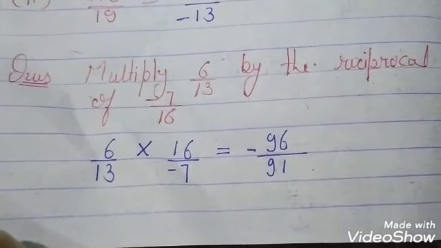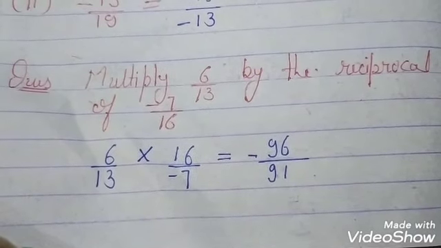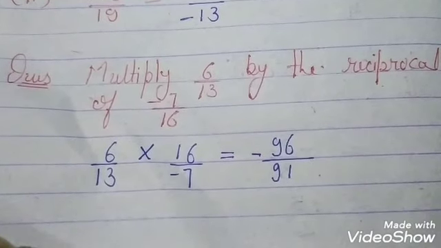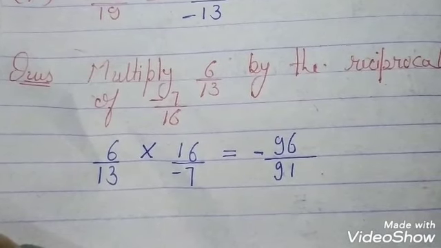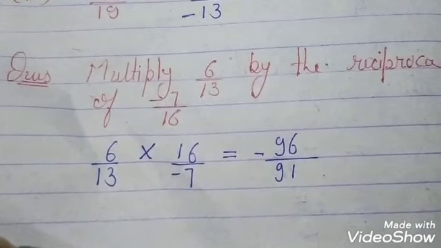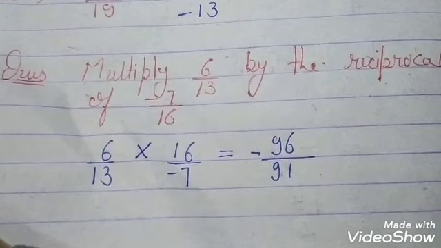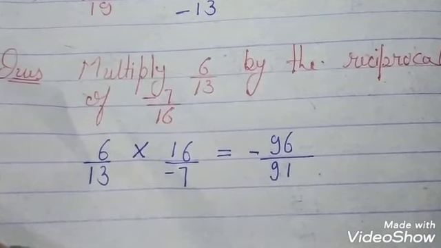Our next question is: multiply 6/13 by the reciprocal of minus 7/16. First, we have to find the reciprocal of minus 7/16, and the reciprocal of minus 7/16 is 16/minus 7. Then we multiply 16/minus 7 by 6/13, and we get minus 96/91.